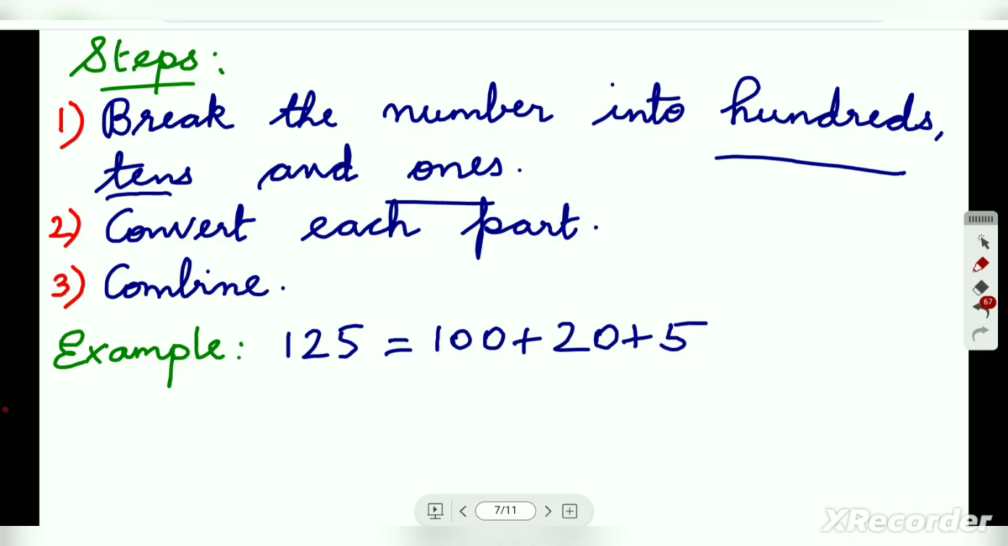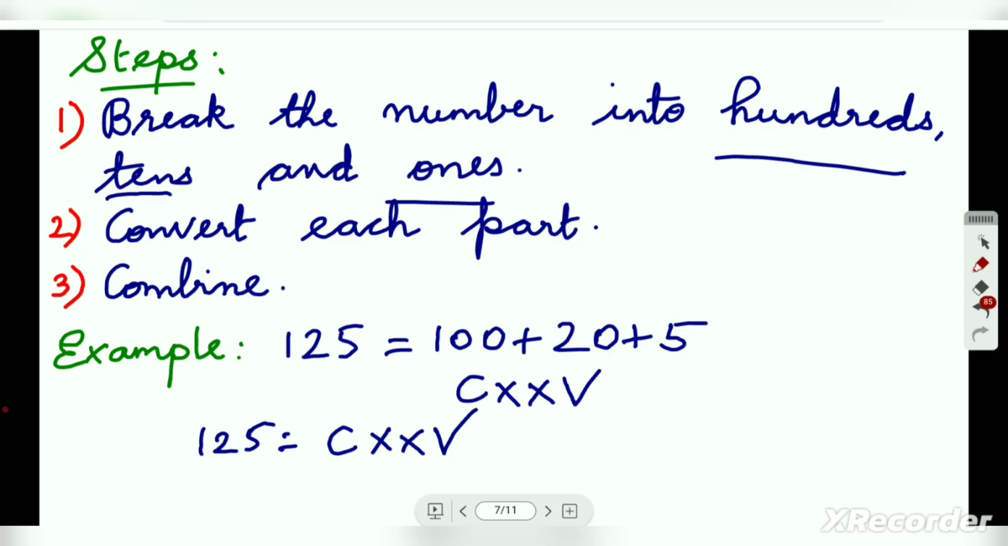The next step is convert each part. So each part you have to convert. What is 100? C. What is 20? XX. What is 5? V. And the last step is combine. So you have to combine all this. So 125 is nothing but CXXV. Easy? So this is the easiest trick to convert the numbers. Follow these 3 steps. The first step is breaking the number into hundreds, tens and ones. The second step is converting each part. And the third one is you just combine it.